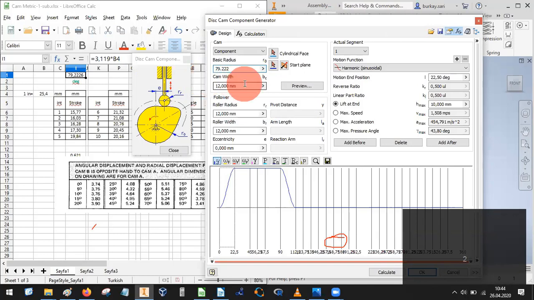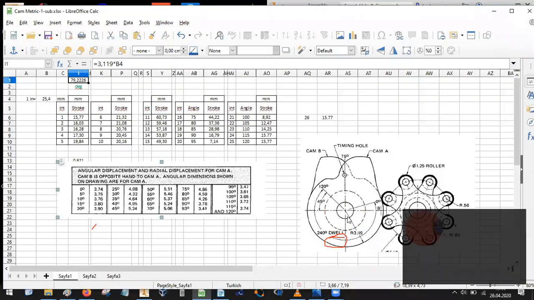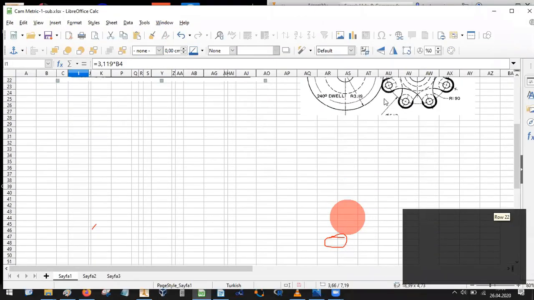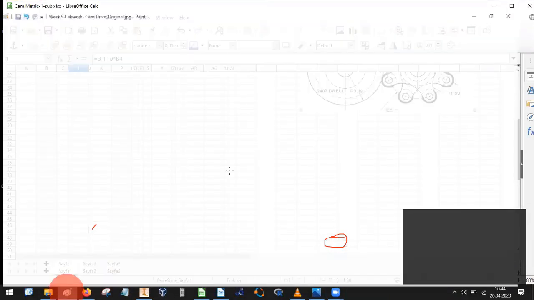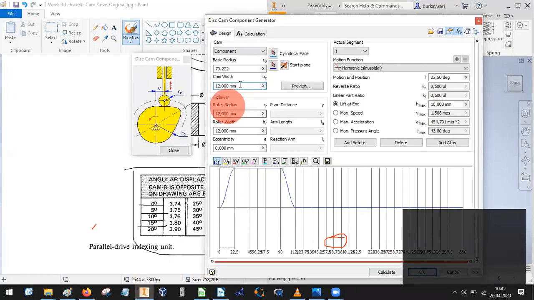Also, in our example, we have a thickness from the top side. Let's open this one. We have the thickness 0.6. In our example, in the PDF, it is 30 millimeters. We will make this entry, the cam width, 30 millimeters. The roller has the same width. It is also 30 millimeters.